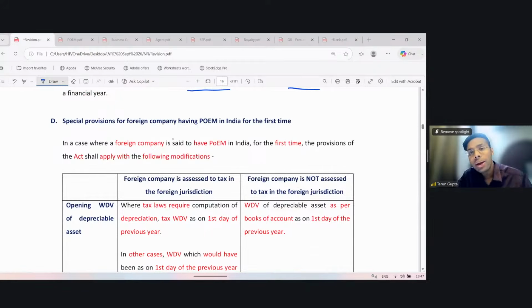Now we'll see the provision if the foreign company, in the first year, becomes a resident in India on account of POEM. So if it's the first year of the company in which it is held to be resident in India on account of POEM, then how shall the income of such company be computed? Such company will become a resident company and global income shall be taxable. In a case where a foreign company is said to have POEM in India for the first time, the provisions of the Act shall apply with the following modifications.